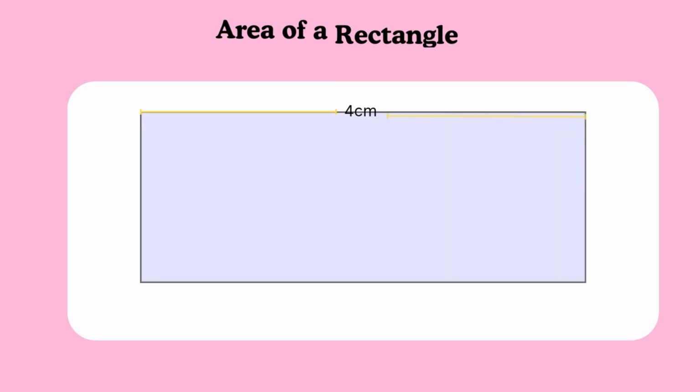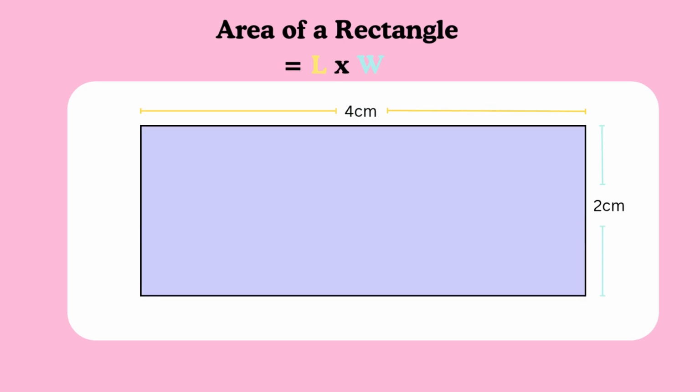So what happens when we don't have grids to help us? Well, we can still find the area, but by using a formula instead. For example, to solve the area of a rectangle, we can use the formula length times width. Let's solve the area of this rectangle. We will need to multiply 4 by 2, which equals 8 centimeters squared.